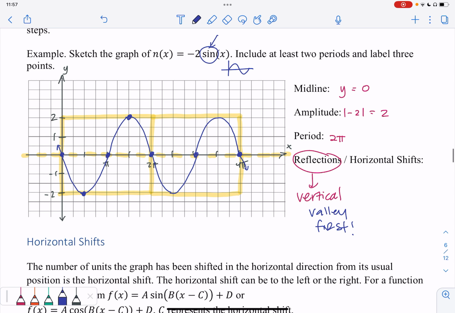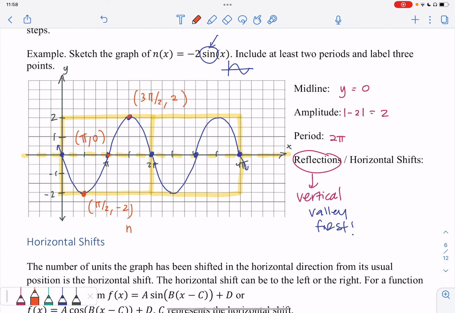It's asking me to call out 3 specific points. Let's do that. So let's say I use this point, pi over 2, negative 2. This point up here, 3 pi over 2, comma 2. Let's see, halfway, pi, comma 0. And again, I wanted to check. I'm feeling like this was kind of a funny one.